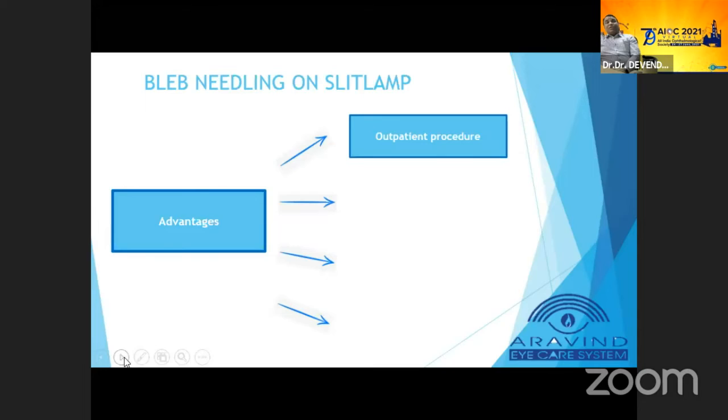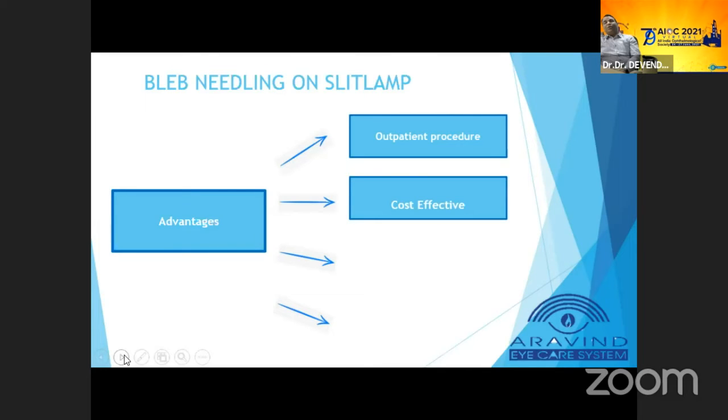So what is the advantage of bleb needling at the slit lamp? This is an outpatient procedure. It is very cost effective, with no need to take the patient into the OR. There is also a psychological advantage to the patient. The patient is afraid when you ask them to go for bleb needling, a second surgery, and again they have to go to the operation theater.